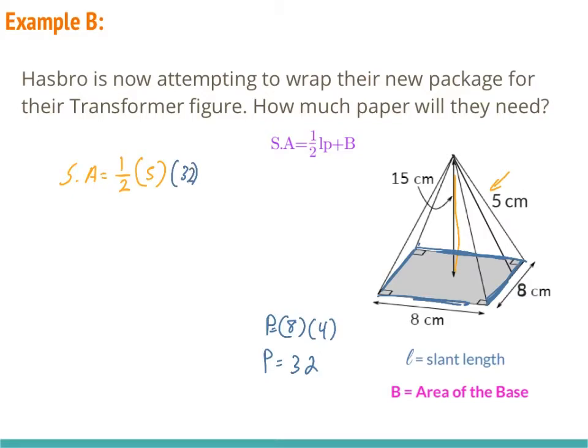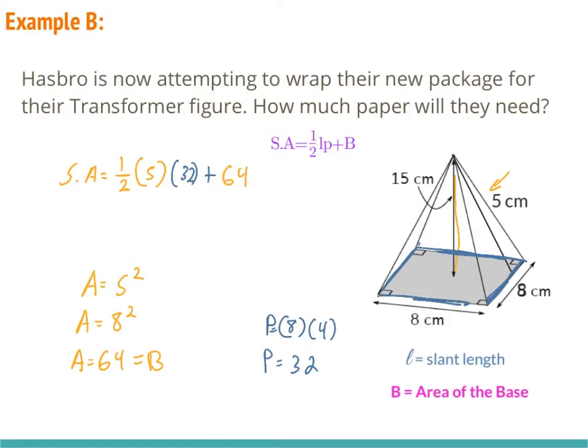Now we need to add our big B, so we've got to figure out what our big B is. Again, that's going to be area of the base. Since my base is a square, I'm going to be grabbing my area formula for a square, which is side squared. Our sides are 8, so we're going to be doing 8 squared, and 8 squared is 64, so that's going to be my big B. Let's plug that 64 in.